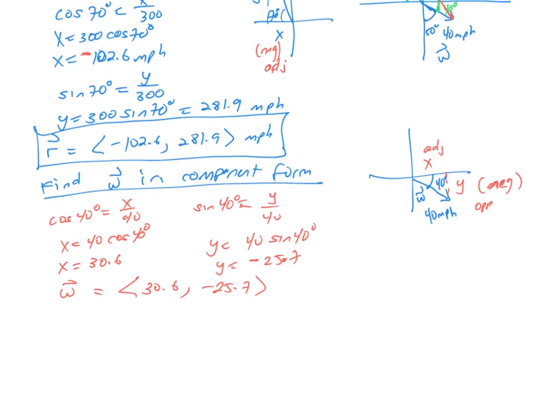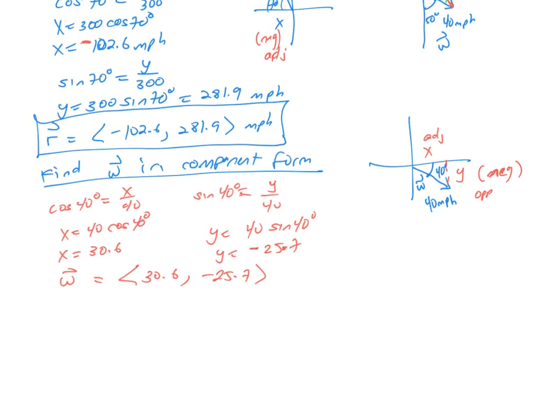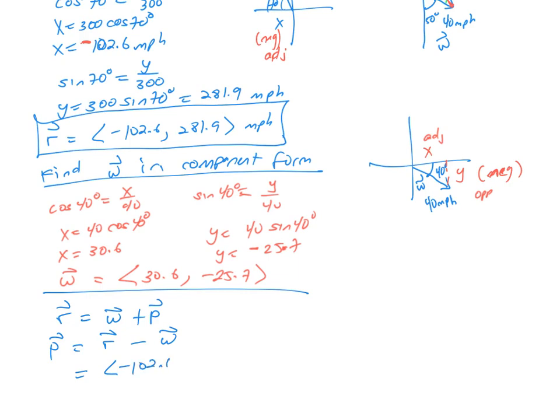Now we are ready to find the velocity of the plane in component form. So we'll go back to the original relationship we wrote up at the top, and that was that the resultant vector is the wind plus the plane. So that means that the plane vector is going to be the resultant vector minus the wind. And we have the resultant and wind vectors in component form. So the resultant vector was negative 102.6, comma 281.9. And the wind is 30.6, negative 25.7. The units here are miles per hour.